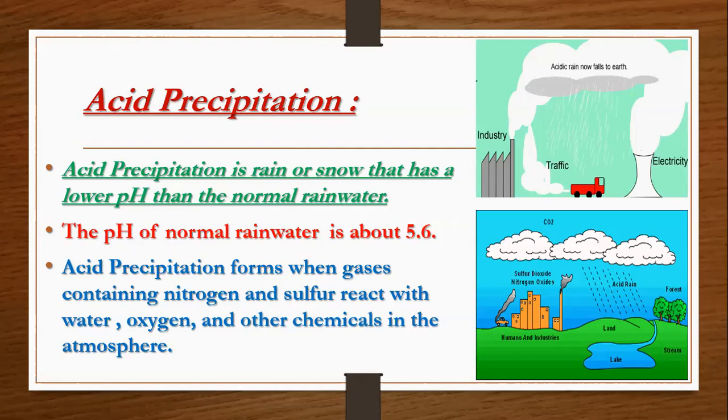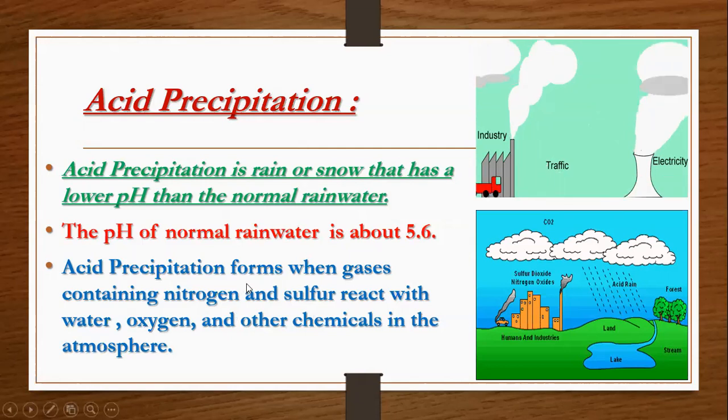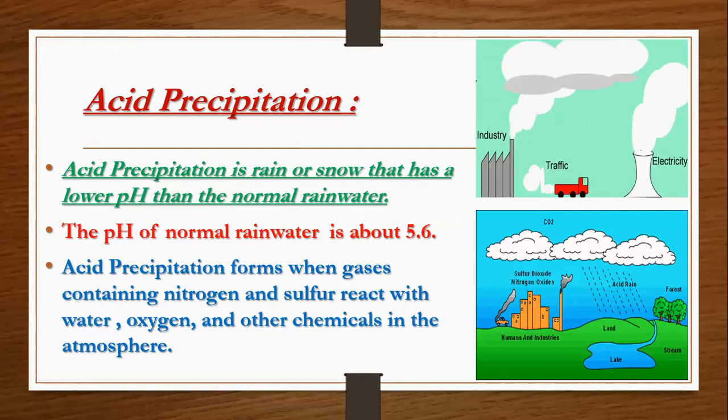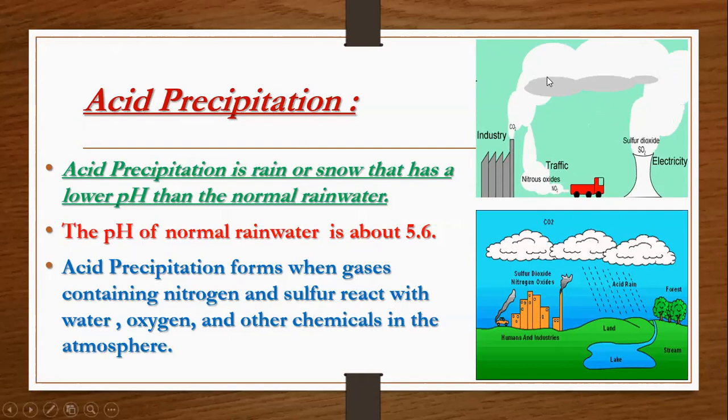Understand? Okay. Acid precipitation forms when gases containing nitrogen and sulfur react with water, oxygen, and other chemicals in the atmosphere. Look at this picture, please. Here are some causes or sources that produce some compounds. What are the compounds? Nitrogen compounds plus sulfur compounds will react with what? With water in the atmosphere, and it will form acid rain or acid precipitation.